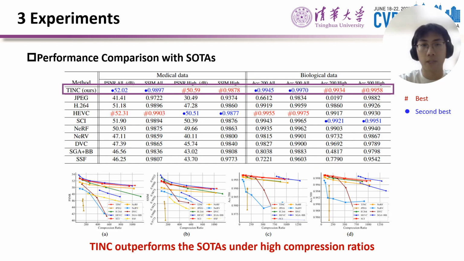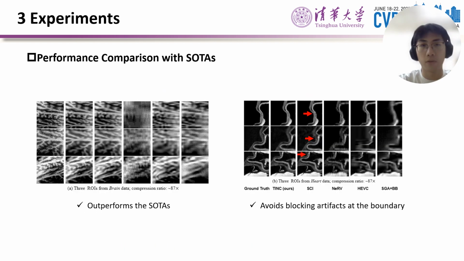To evaluate our approach, we compare TINC with SOTAs on massive biomedical data. As we can see, our method outperforms SOTAs under high compression ratios. Some visual comparisons of the compressed data slices are displayed in this figure. We outperform SOTAs and avoid blocking artifacts at the boundary.